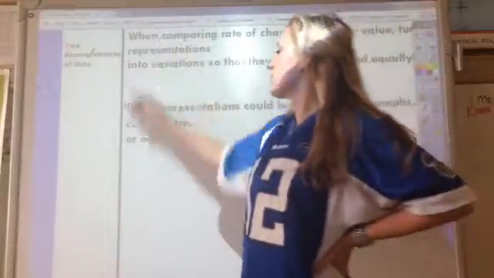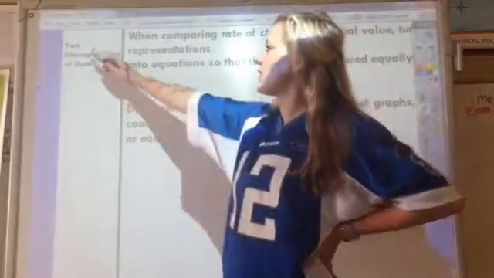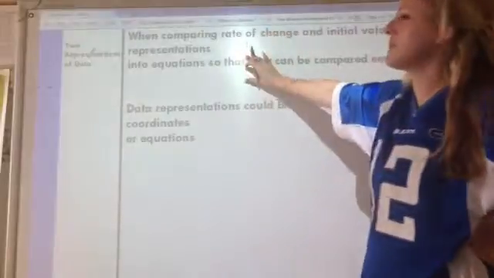So, in the top left-hand corner of your paper, go ahead and draw your line. Go ahead and write 2 representations of data. Don't worry about this yet, I'm going to tell you what to write.